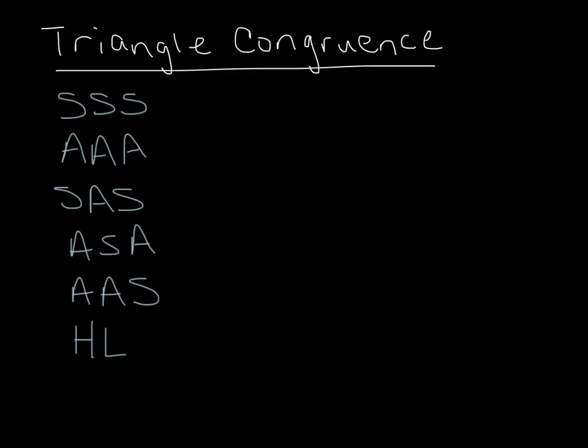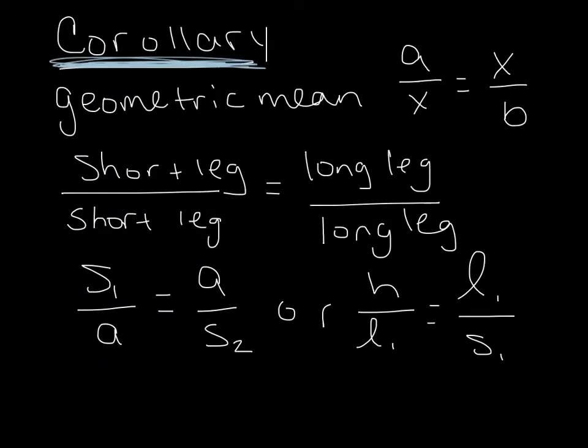Side, angle, side. If you have that, then you know that the triangles are congruent. Angle, angle, side. Again, another way to prove that triangles are congruent. And then the last one is HL, hypotenuse, leg. If you know the hypotenuse and leg are the same for each triangle, then you have congruent triangles. So those are the different ways to prove triangles are congruent.